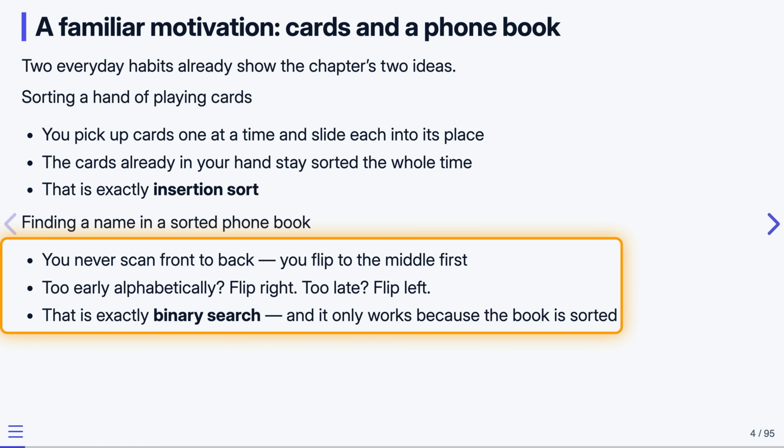Now think about finding a name in a sorted phone book. You never scan from front to back. You flip to the middle first, and if you land too early, you flip right, and if too late, you flip left. That is exactly binary search, and it only works because the book is already sorted.